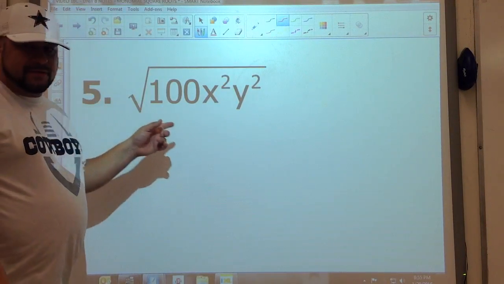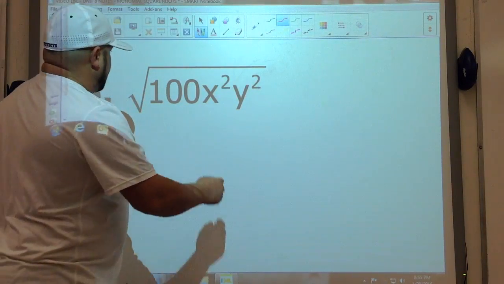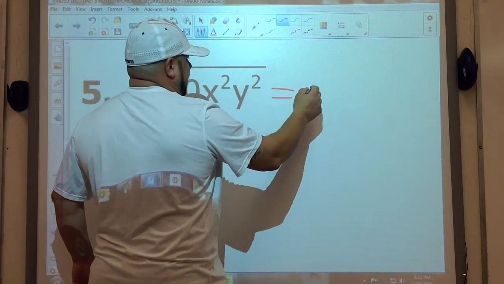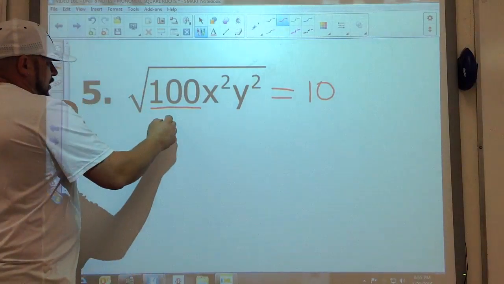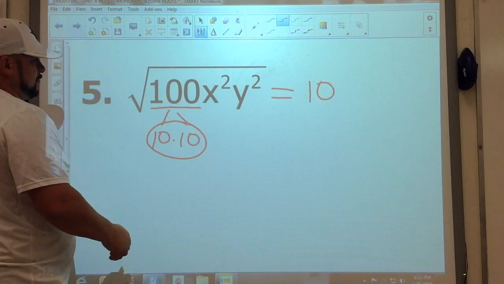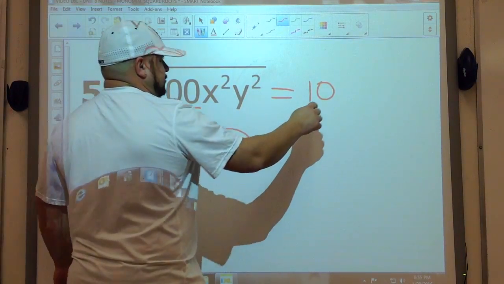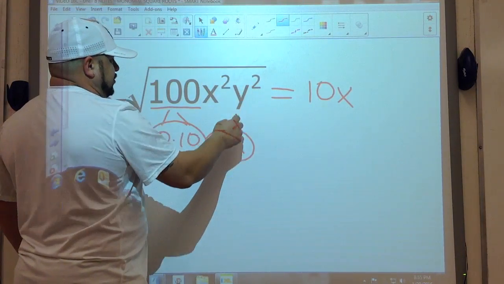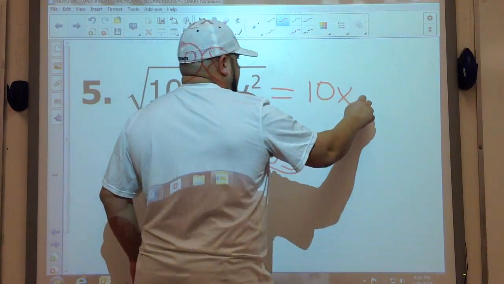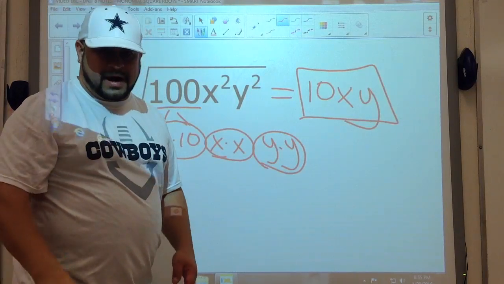Well, this is number 5 on your worksheet. The square root of 100, x squared, y squared. I know the square root of 100 is 10. So on the outside, I'm going to have 10. And again, this looks like this. There's my set of 10's. X squared has 2 of them, so I have 1 set. And then I have 2 y's. So I have 1 set of y's. So my answer here is 10xy.